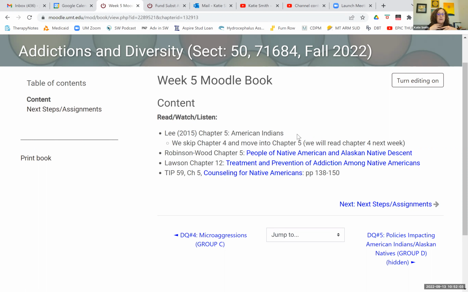We're also going to be reading chapter 5 from the Robinson Wood textbook. She's the author of a multicultural counseling textbook, and does a good job talking about this population, as well as Lawson chapter 12. The Lawson chapters have been optional up to this point. This one, for this week, it is required.